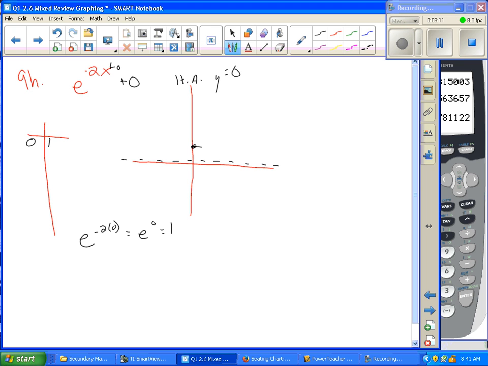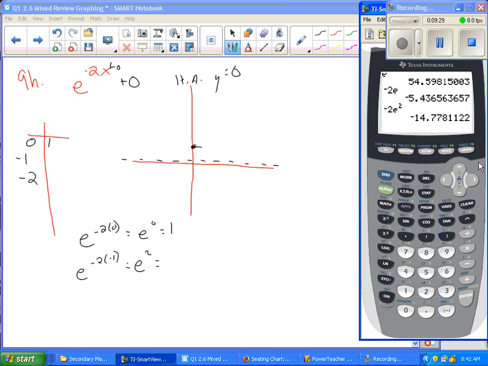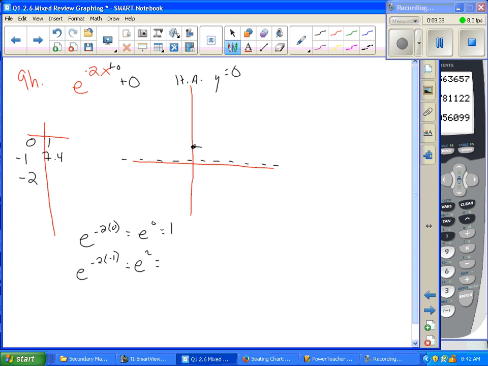So since I know it's going to be decaying, instead of choosing values to the right of 0, I want to choose values to the left of 0. So like maybe negative 1, negative 2, stuff like that. So I'll have e to the negative 2 times negative 1, which is e to the second. And then e to the second, I can do on the calculator, 7.3 or 7.4. So about somewhere between 7 and 8, so about right there.